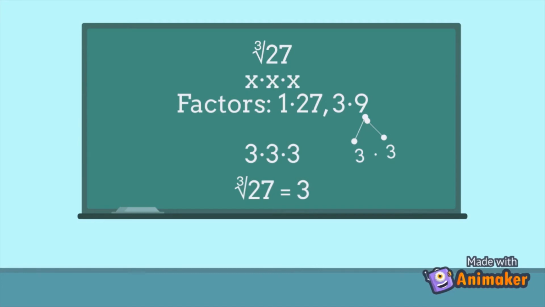Now let's solve the cube root of 27. And again, we're going to look at the factors of 27. There is 1 times 27 and 3 times 9. We need to break these numbers down more to get the same number times itself 3 times. We know that 9 is equal to 3 times 3, so 3 times 9 is actually 3 times 3 times 3. So the cube root of 27 equals 3.